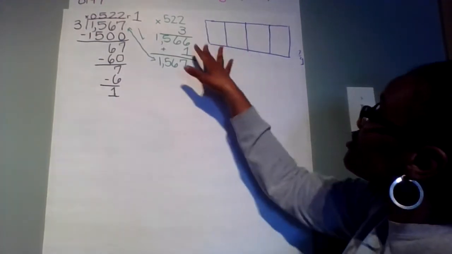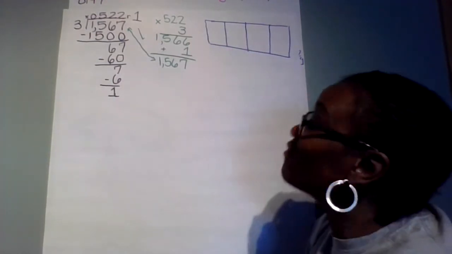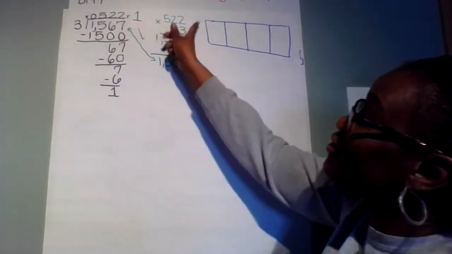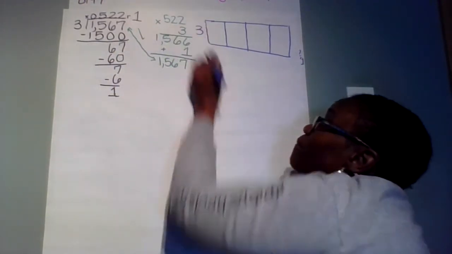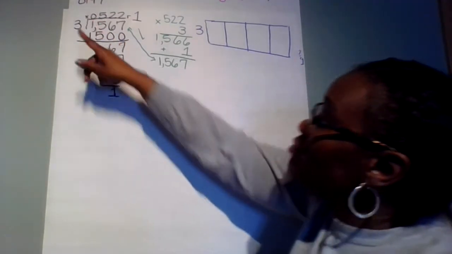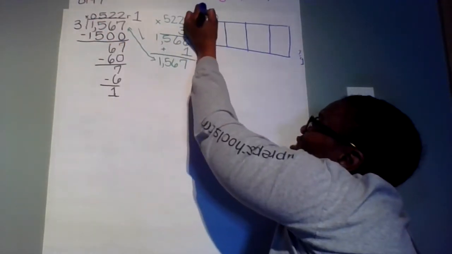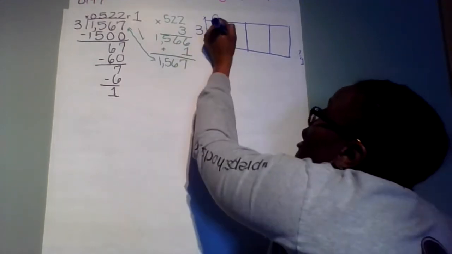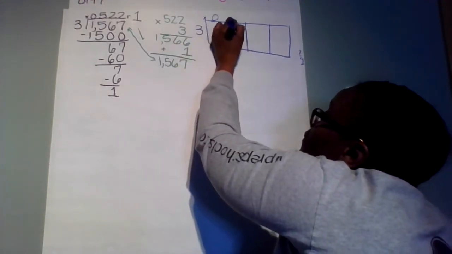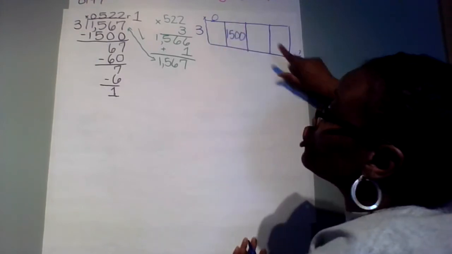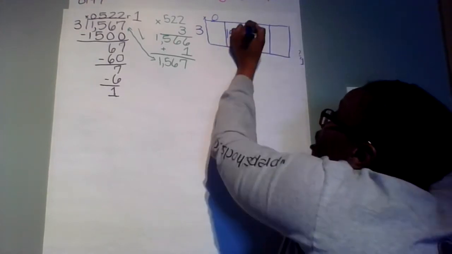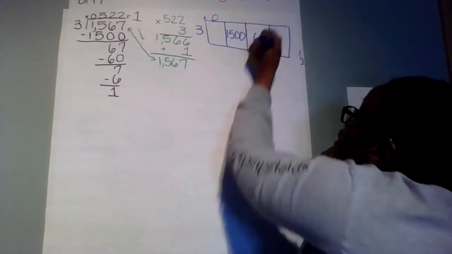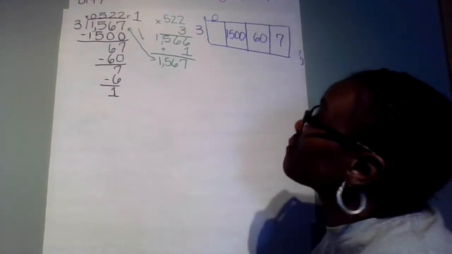And please excuse my box, it's a little off, but I am sitting down and working up. What is our divisor? 3. So how many thousands did we have? None. And we end up with 1,500. We end up with 60 tens and 7 ones.